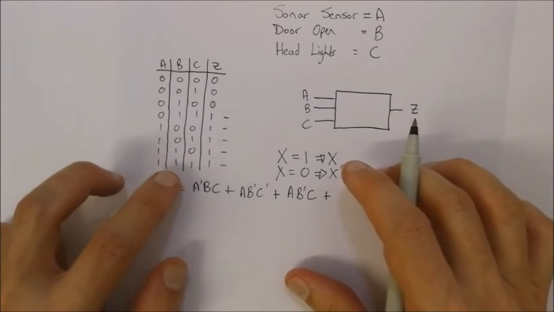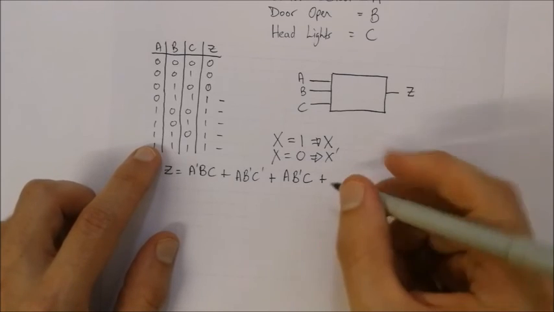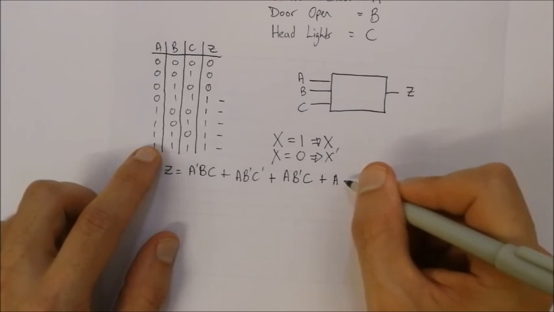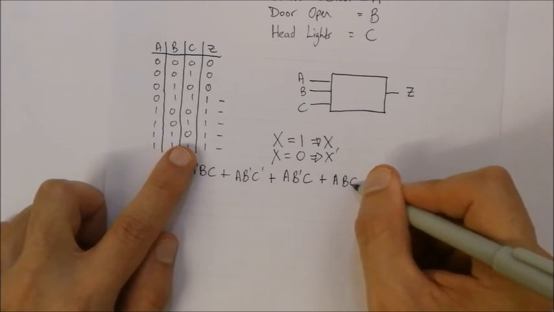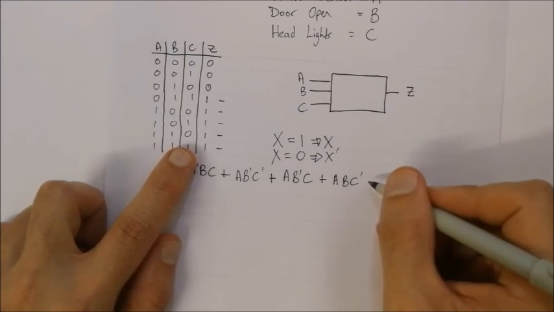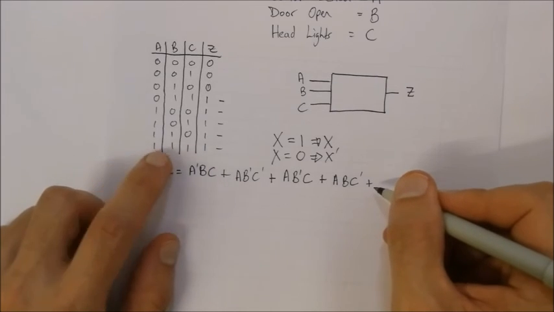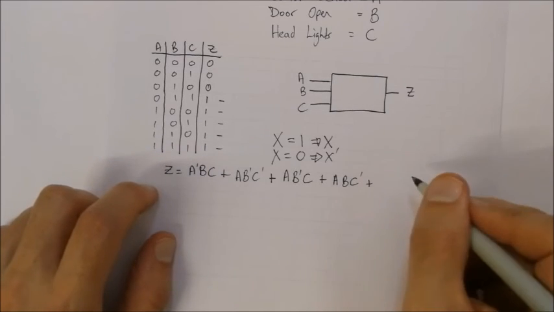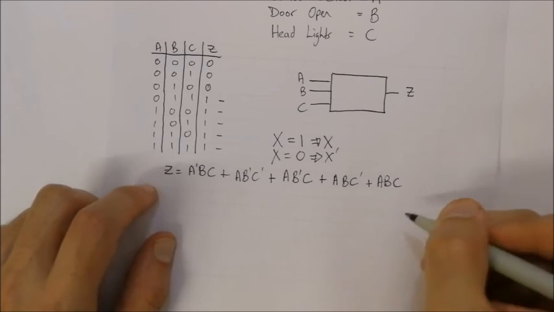Let's look at the next line where Z is equal to 1. Well, A is equal to 1 over here, B is equal to 1, and C is equal to 0, so that becomes a C naught. And then lastly, the last line has Z equal to 1, where A, B, and C are all equal to 1, so that will be A, B, and C.